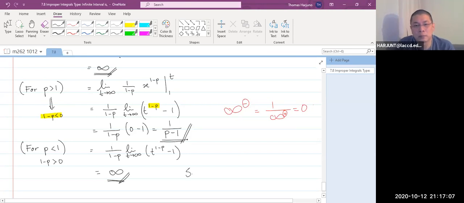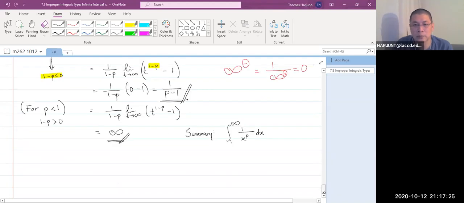Summary. The p integral from 1 to infinity of 1 over x to the p dx is equal to 1 over p minus 1 for p greater than 1, divergent for p less than or equal to 1.